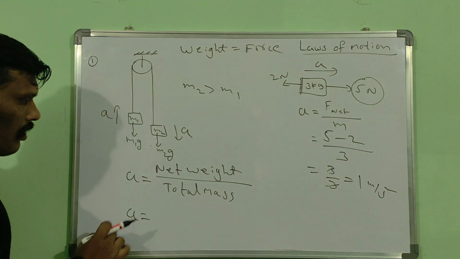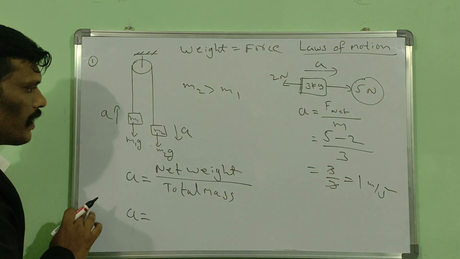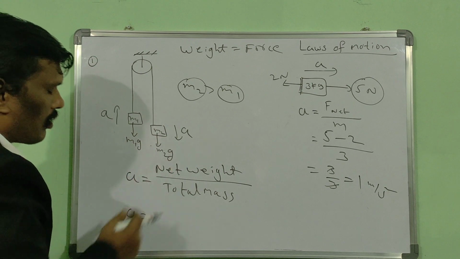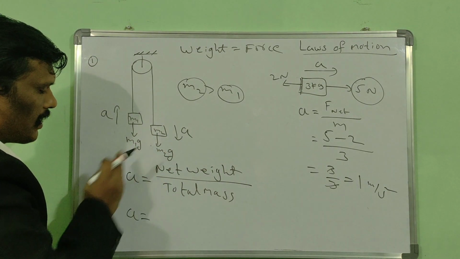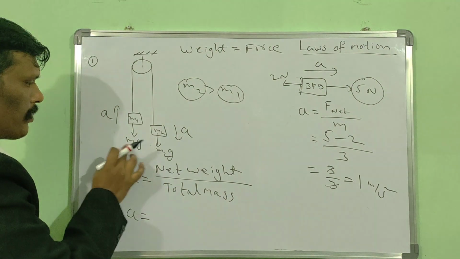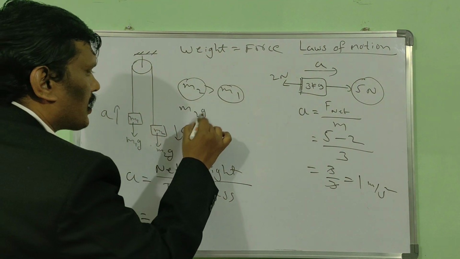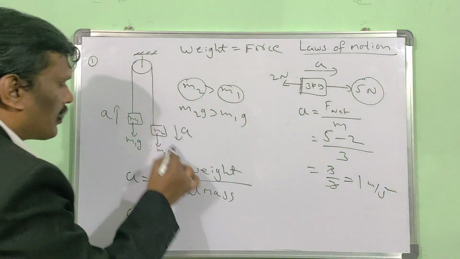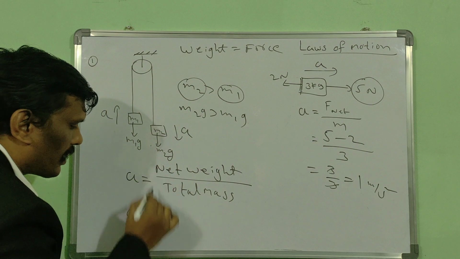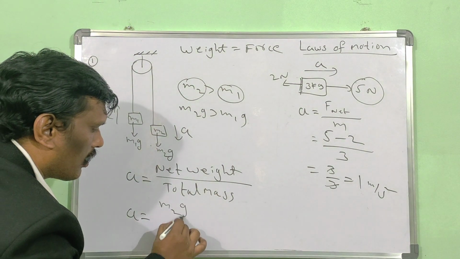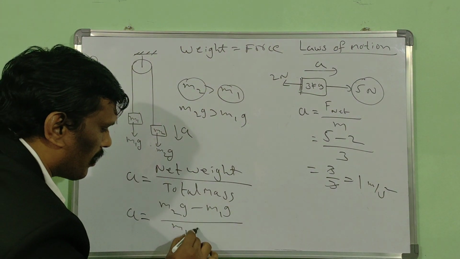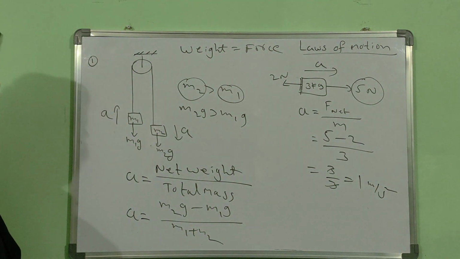Now what is the net weight? Which weight is more here? We know that M2 is greater than M1, and G, the acceleration due to gravity, is constant for both bodies. That's why M2 greater than M1 means obviously M2G is greater than M1G. So M2G is in the direction of acceleration, and the net weight is M2G minus M1G, divided by the total mass, M1 plus M2.